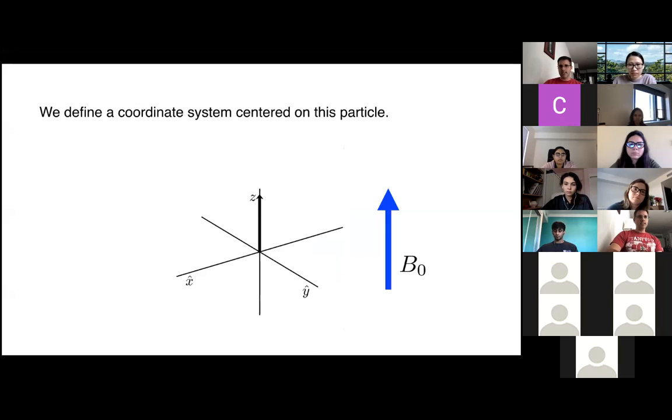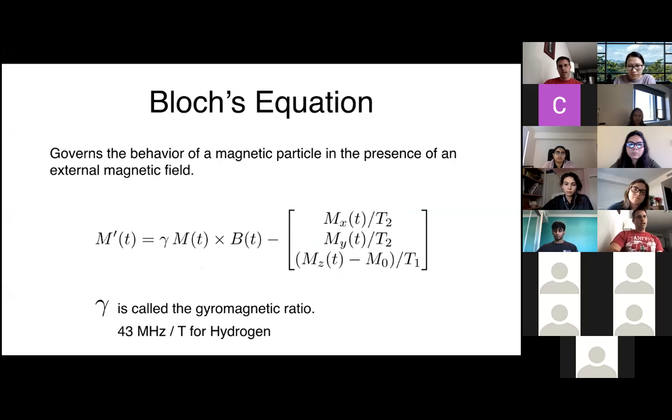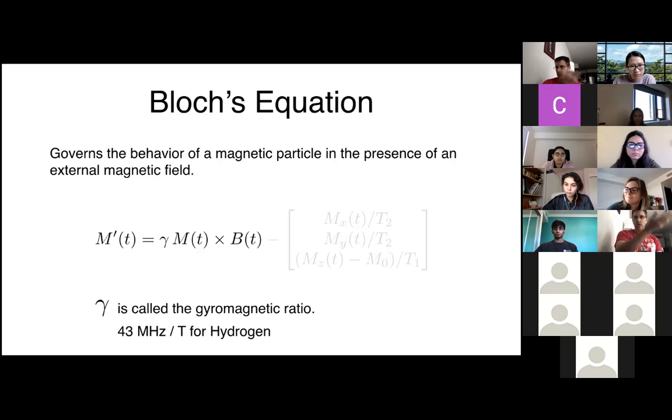Okay, so we define a coordinate system centered on this particle. And then there comes Bloch's equation. So have you all seen Bloch's equations before? Yeah, okay. And perhaps you've talked about relaxation and recovery. We're going to ignore that for today. We're just going to look at the other part of Bloch's equations. And Bloch's equation has this parameter in it, this gamma. It's called the gyromagnetic ratio. For hydrogen, it's about 43 megahertz per Tesla. And so if you have a 1.5 Tesla magnet, which is a common strength for an MRI, then you're looking at about 64 megahertz is the base frequency of your signal.